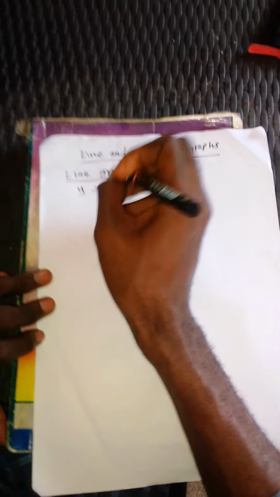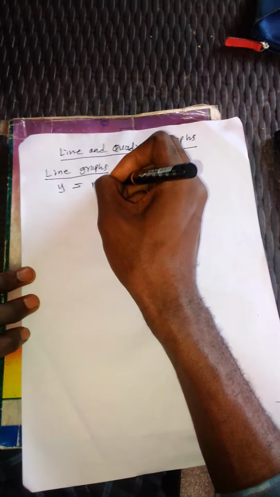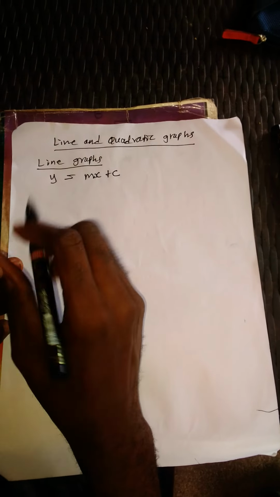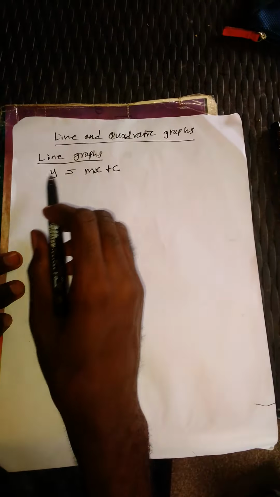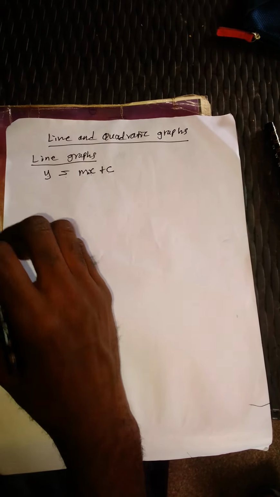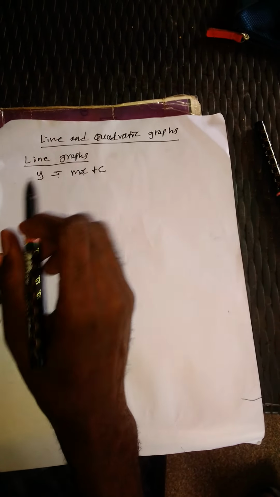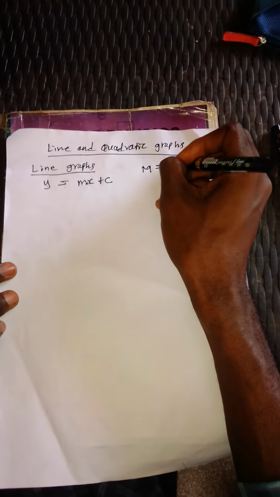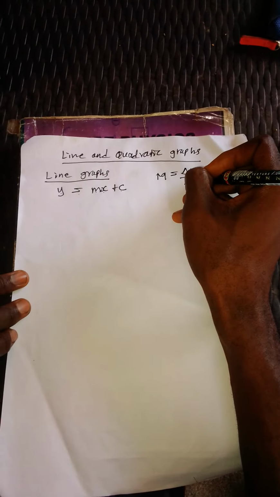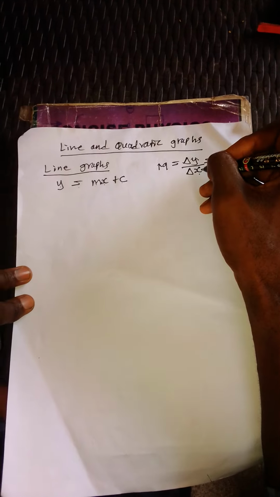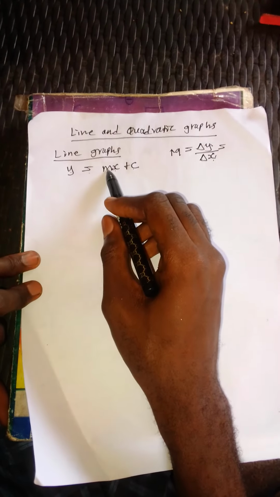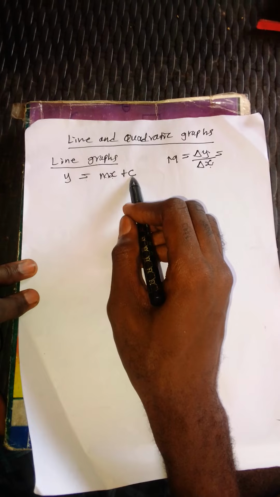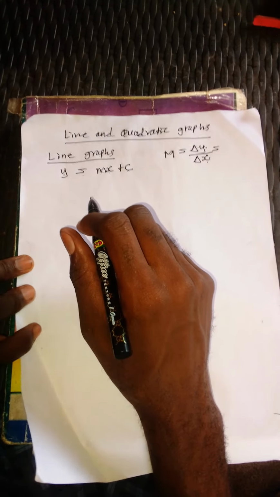In this case, the general form of any line is given as y equals mx plus c. This is the general form of any line. So if you have y equals mx plus c, the y and the x represent the axes. This m is representing the gradient, and this gradient is given as change in the vertical over change in the horizontal, which is the same as rise over run. So the m is the slope or the gradient, and this c is the intercept on the vertical axis.